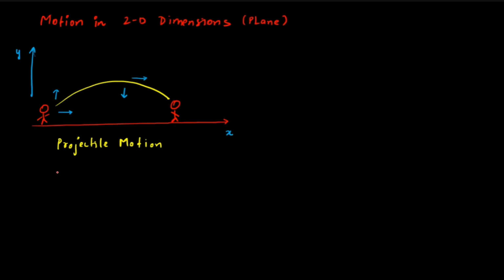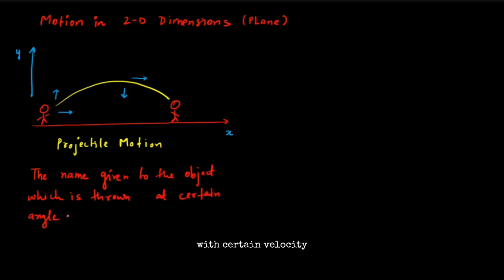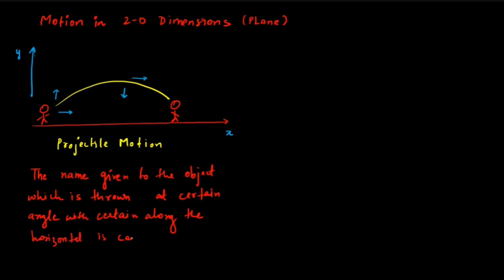So let us just define it. Basically, the name given to the object which is thrown at a certain angle with a certain velocity along the horizontal is called a projectile. So projectile is basically the name given to the object which is being thrown, and the study of that projectile is called projectile motion.